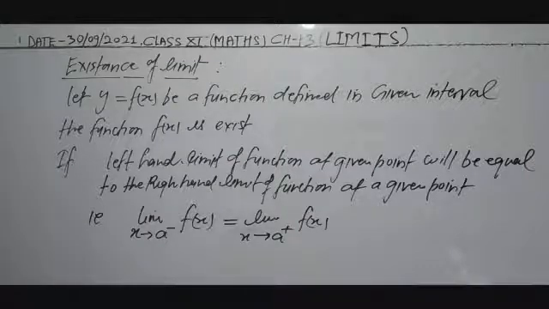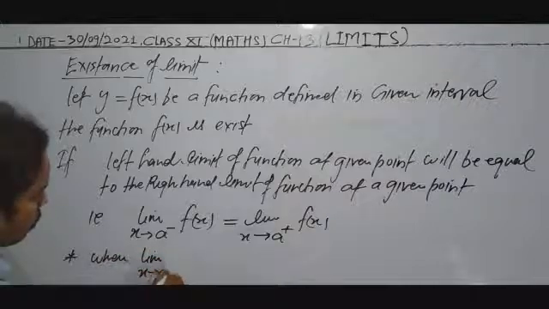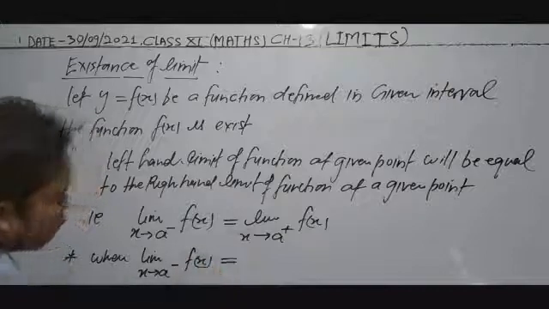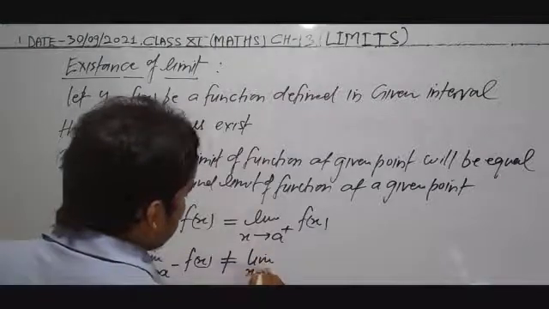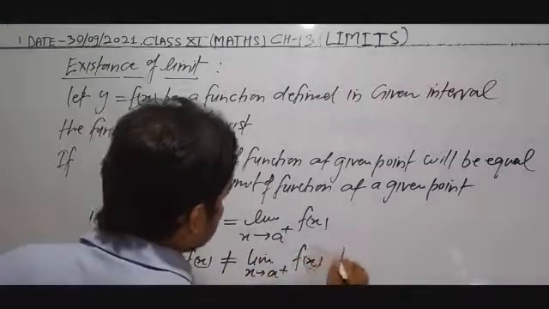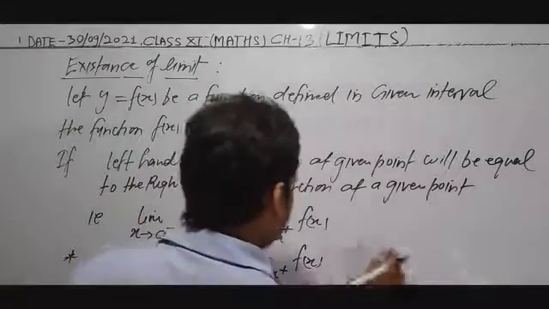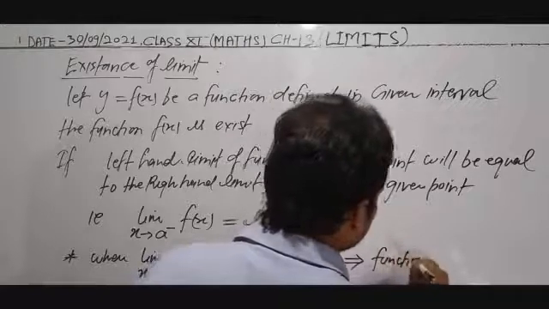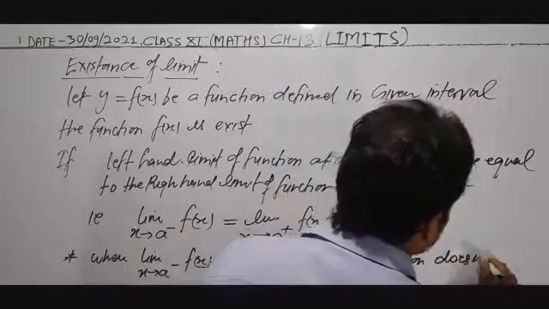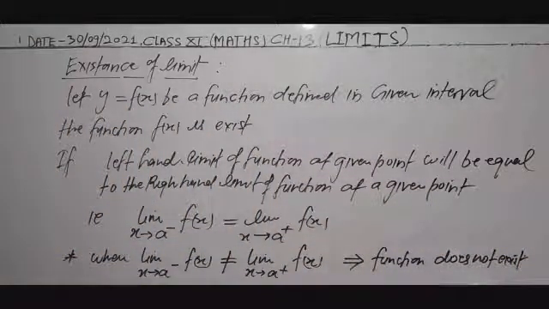Now in case of, suppose, when limit x tends to a minus of f(x) is not equal to limit x tends to a plus of f(x), then you can write the function does not exist. Function does not exist.